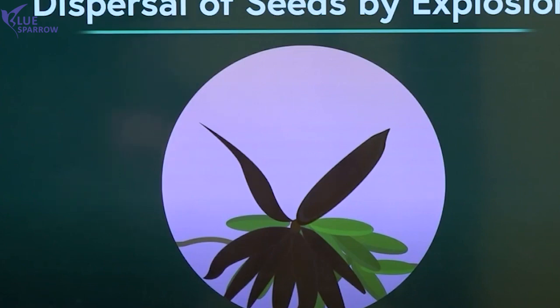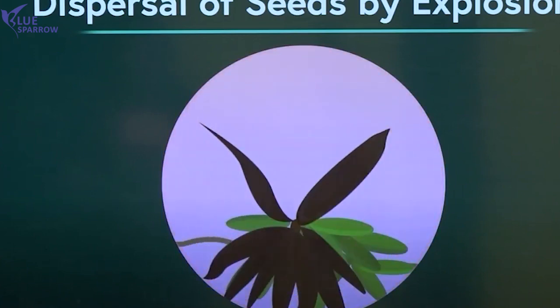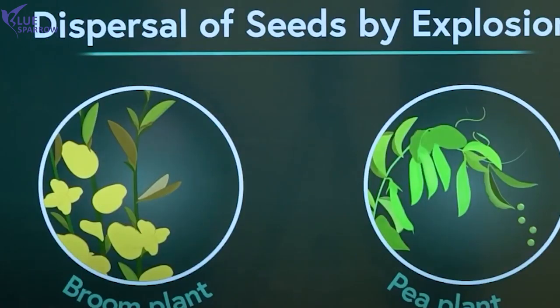Dispersal of seeds by explosion. Some fruits burst open or explode when they become dry. The seeds get thrown off and scattered from the mother plant. Broom plant and pea plant are some examples of seed dispersal by explosion.